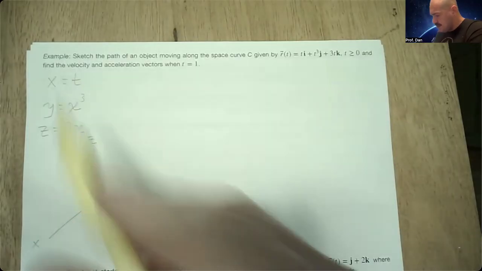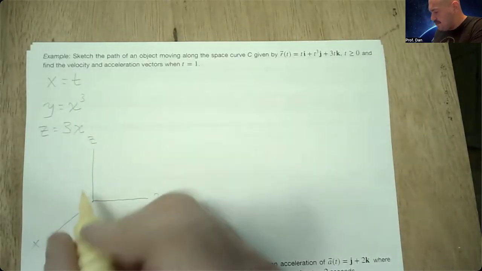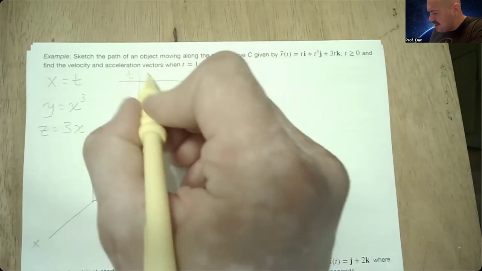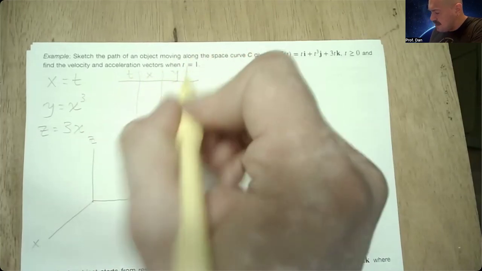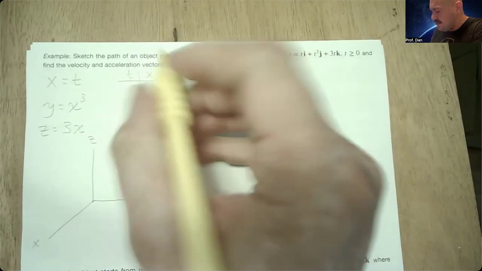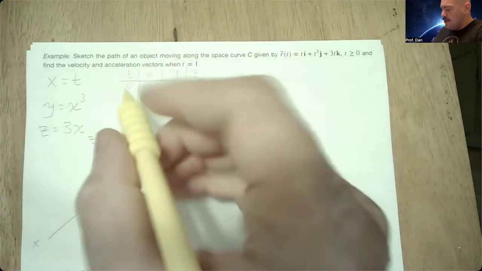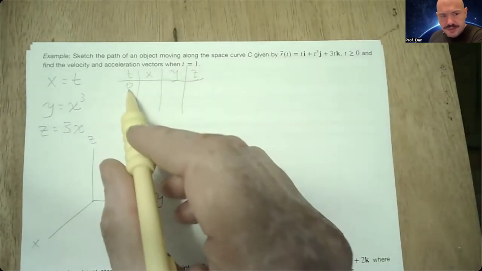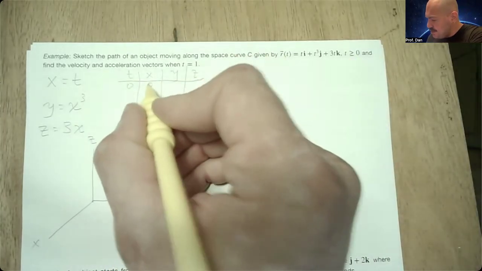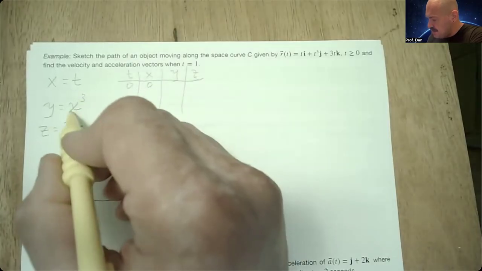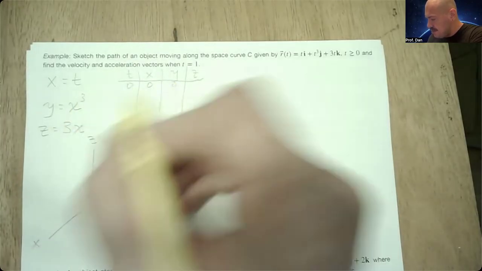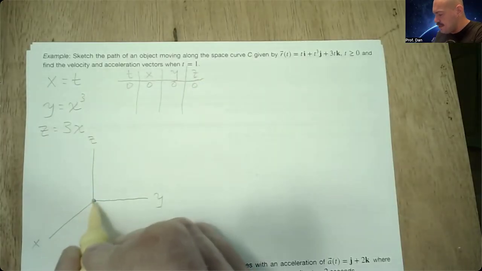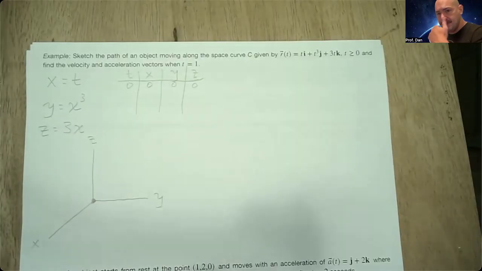So when t is equal to 0, x is equal to 0. And we can make a similar table to what we did last time, except this time we have an x, we have a y, and we have a z. Because this starts with t equals 0, that's where I'm going to start. So we'll have an x coordinate of 0, x cubed would still be 0, and 3 times x would still be 0. So I know that the origin is where this path starts when t is equal to 0.